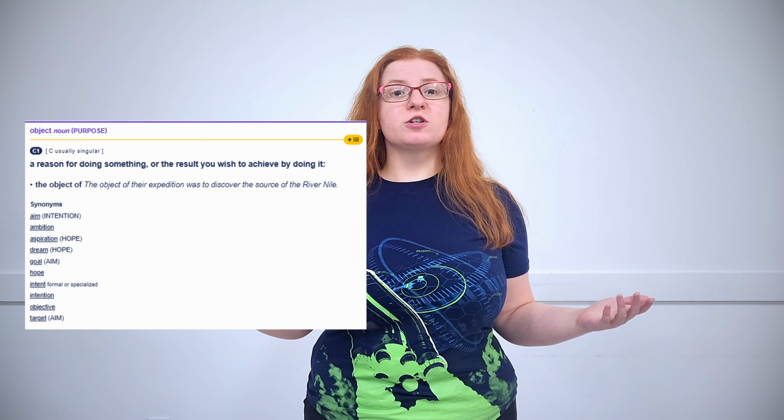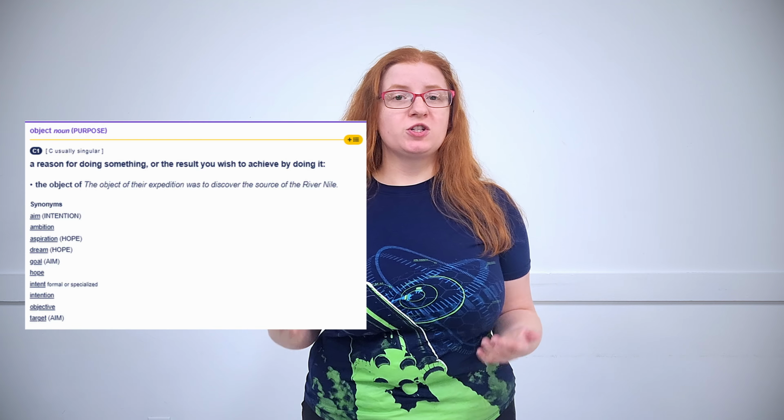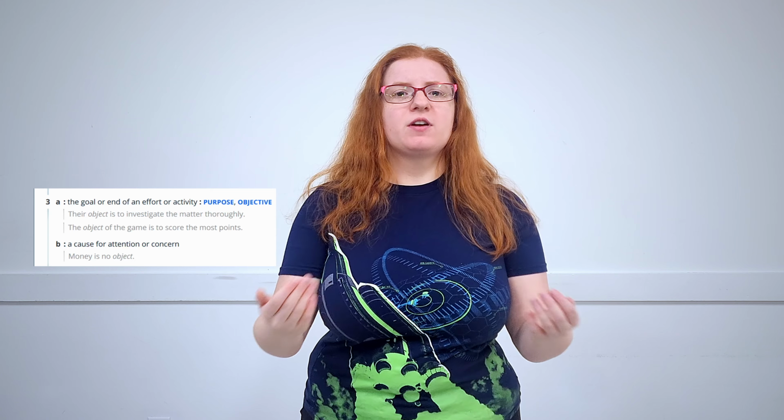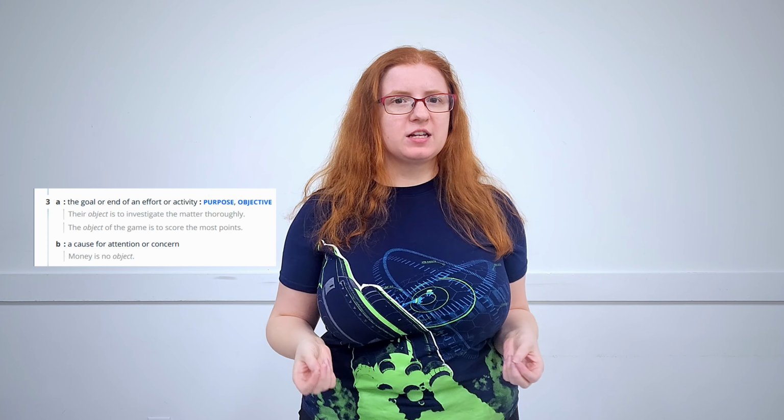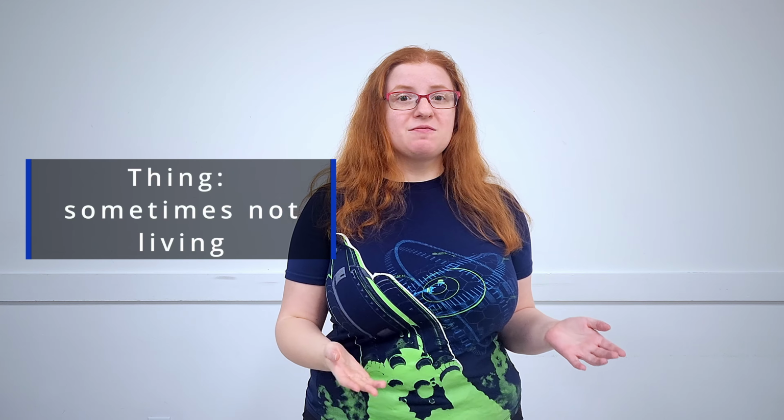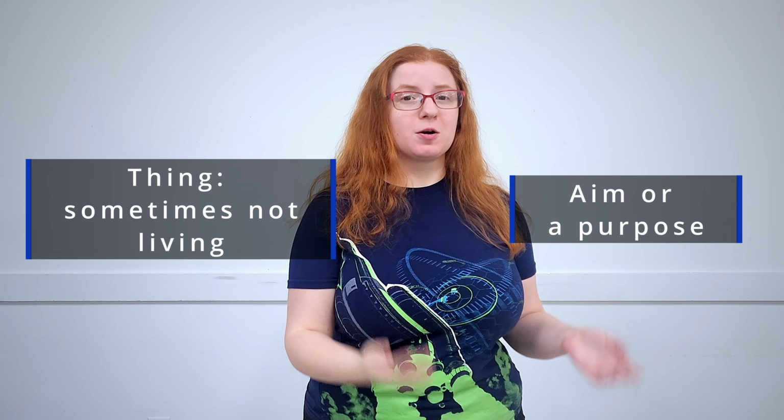This is the start of the confusion. In America, a dog could be viewed as an object or a plant, etc. The second problem is the second definition. Cambridge gives the definition: a reason for doing something or the result you wish to achieve by doing it. Webster's third definition, which matches this, is 3a: the goal or end of an effort or activity, purpose, objective. Basically, we can boil this down to the first definition being a thing, sometimes not living, and the second main definition being an aim or a purpose.